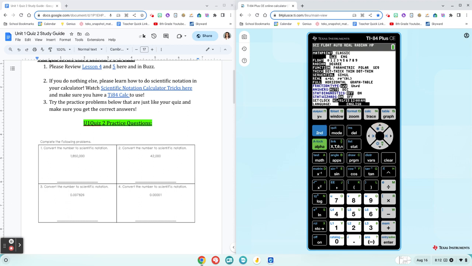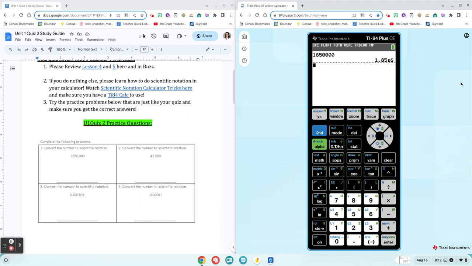So I want to quit out of this screen and go back to the main screen. So I'm going to hit second mode to quit. And here I am back on the main screen. I'm going to just simply type in 1,850,000. You just want to make sure, I usually check 185, 185, and then count zeros. 1, 2, 3, 4. 1, 2, 3, 4. You don't need to put commas in on the calculator.